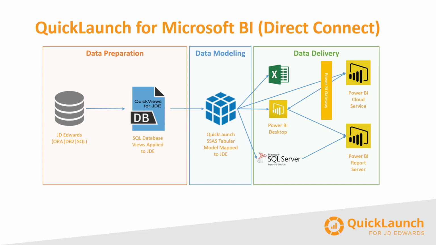So as far as the architecture goes for hardware at this stage, in a direct connect we're putting our database views, just natural SQL-type views, on the natural database for JD Edwards, whether Oracle, DB2, or SQL. The data modeling, where we have the cube Analysis Services, will run on what we call a BI server. So you're going to need SQL Server Enterprise to be able to have different perspectives.